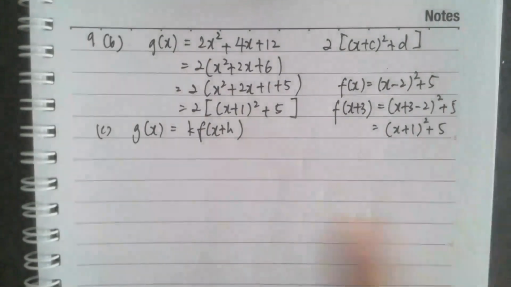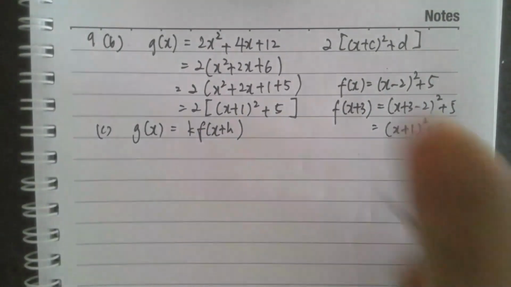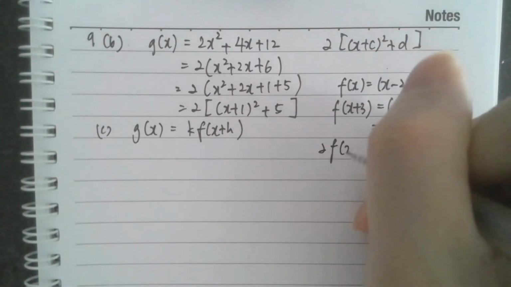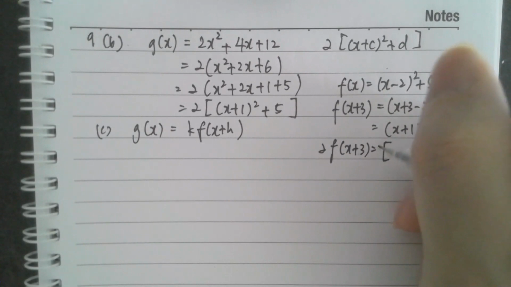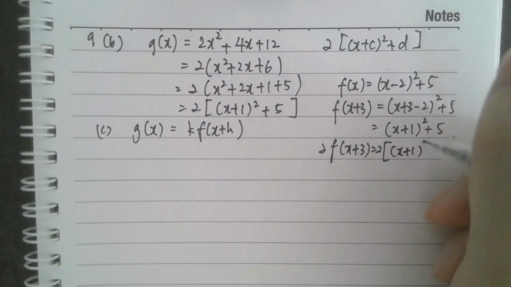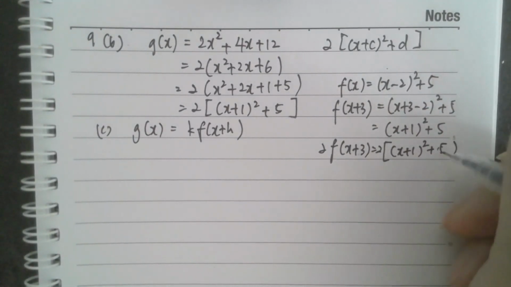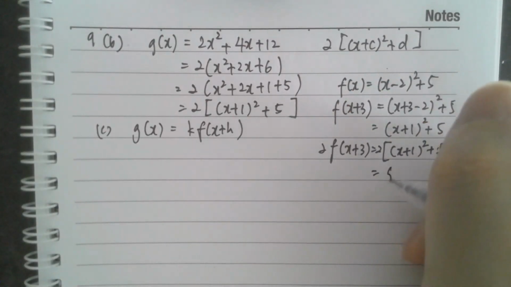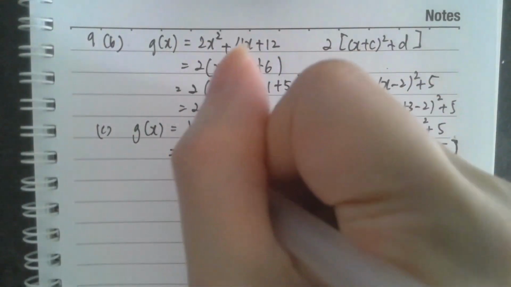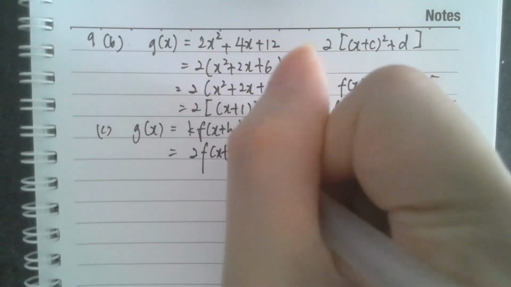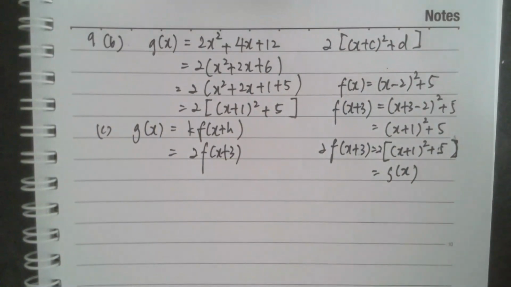Finally, multiply by 2 here. You get g(x), 2 times (x plus 1) squared plus 5, which is g(x). So therefore the answer essentially is 2 times f(x plus 3), where k is 2, h is 3.